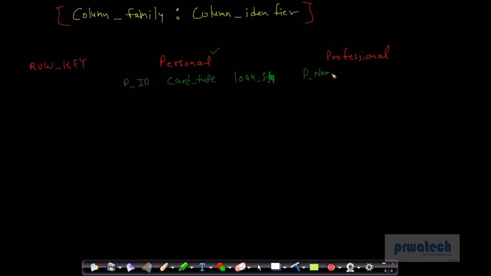P name is one, city is another, designation I'll keep as desig, and salary. These three column identifiers are what I'll now be calling column identifiers. I will not use the word column here in HBase because we don't have any concept of column. We have column family or column identifier, no column.